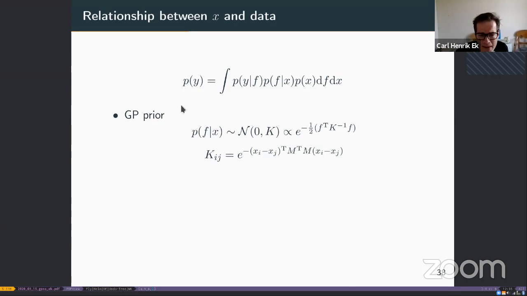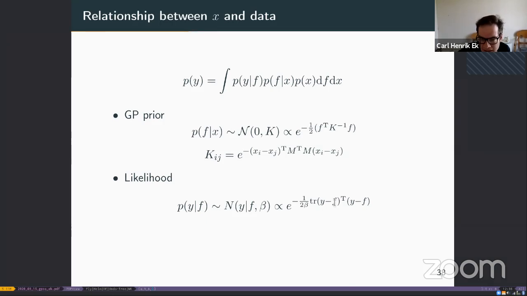The GP prior, P of f given x, looks something like this. It's a Gaussian, so it's an exponential. Inside the exponential sits the covariance element in an inverse. The x's are inside this K matrix. If I use something like a squared exponential kernel, each element in this K is an exponential, and that's where the x is. Then I have a likelihood, which is also an exponential, and that's where f comes in. Now let's say I specify a prior over x, which is also an exponential.